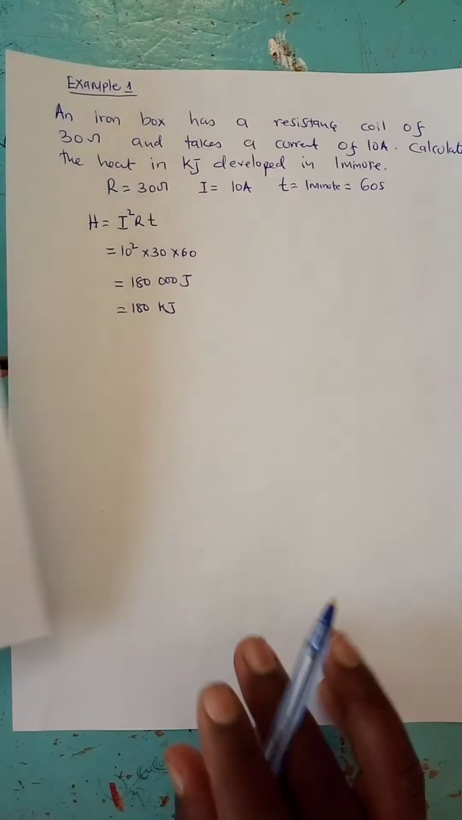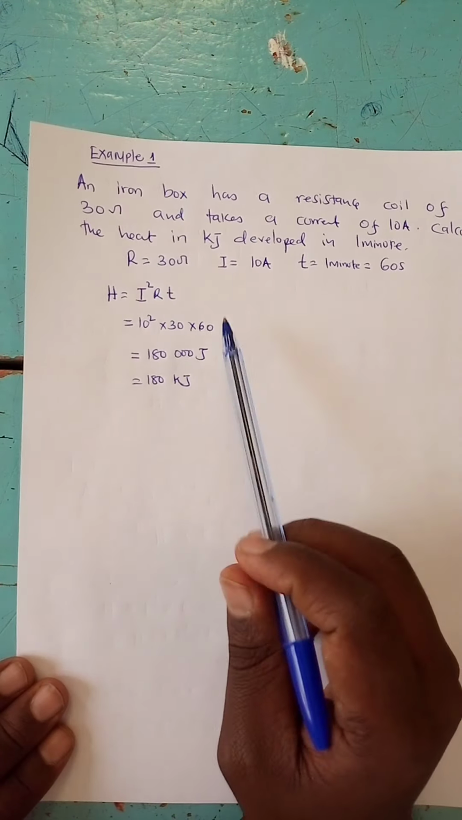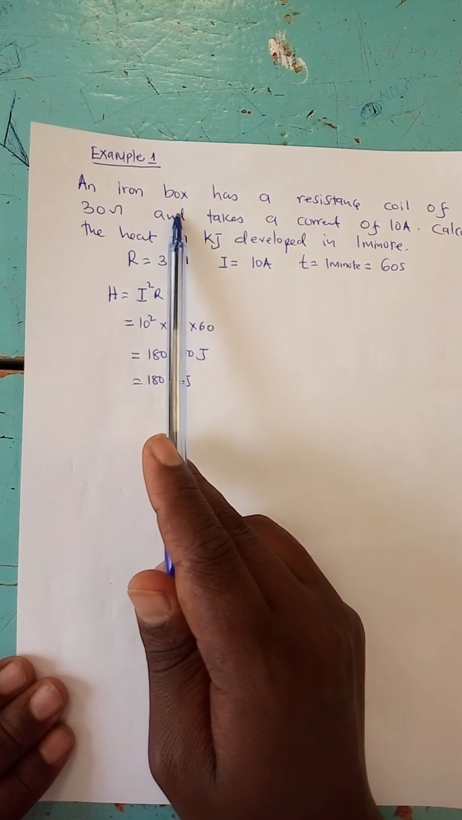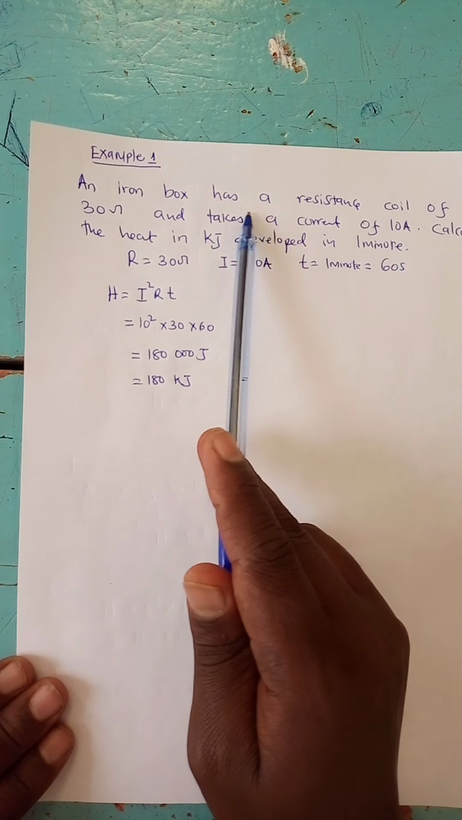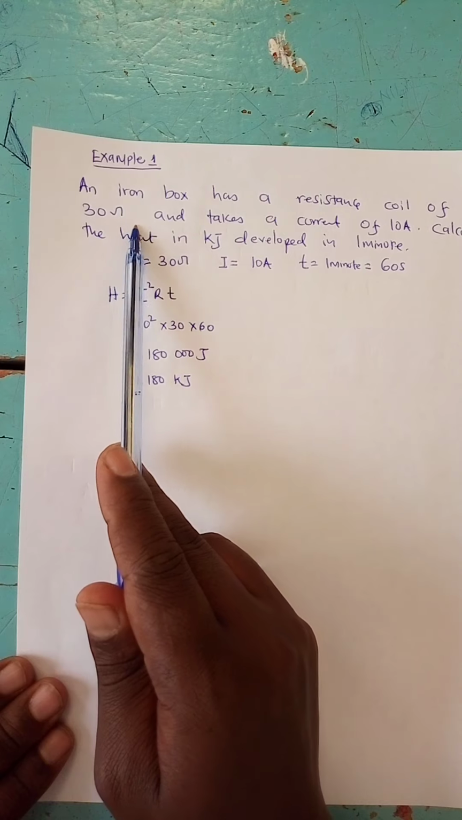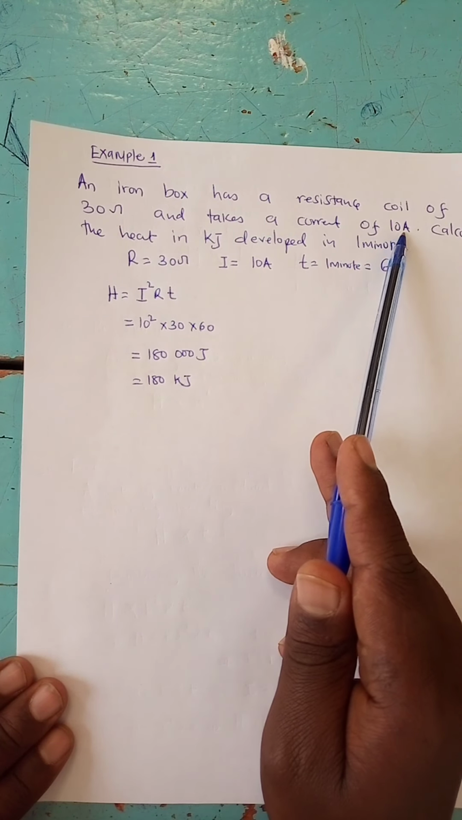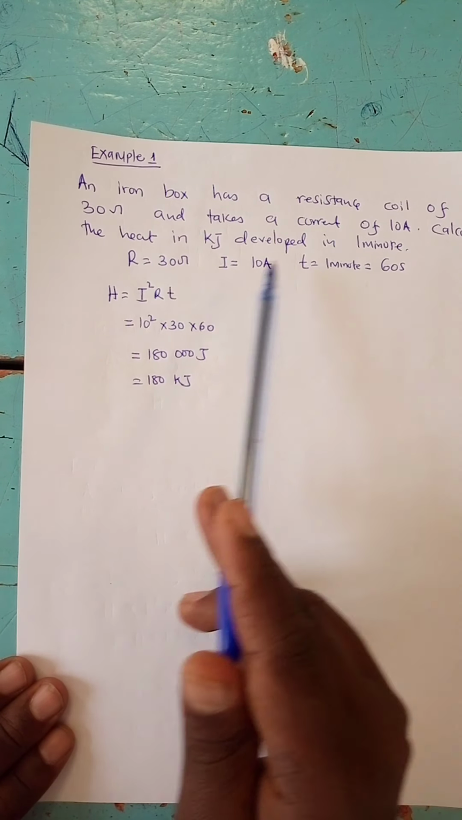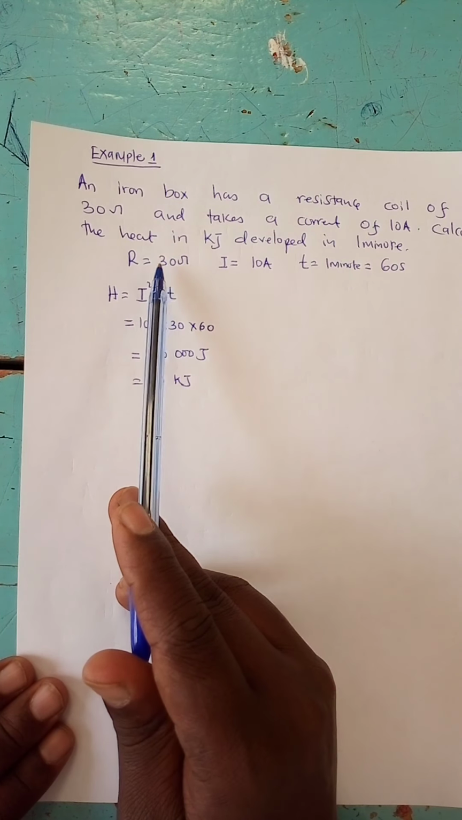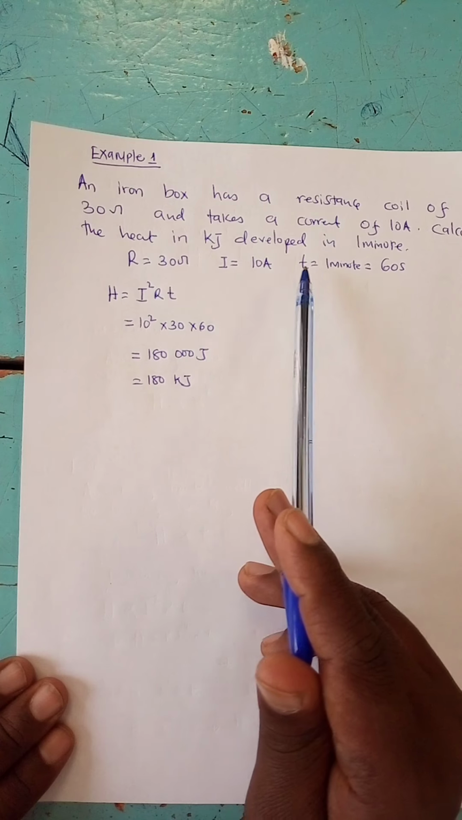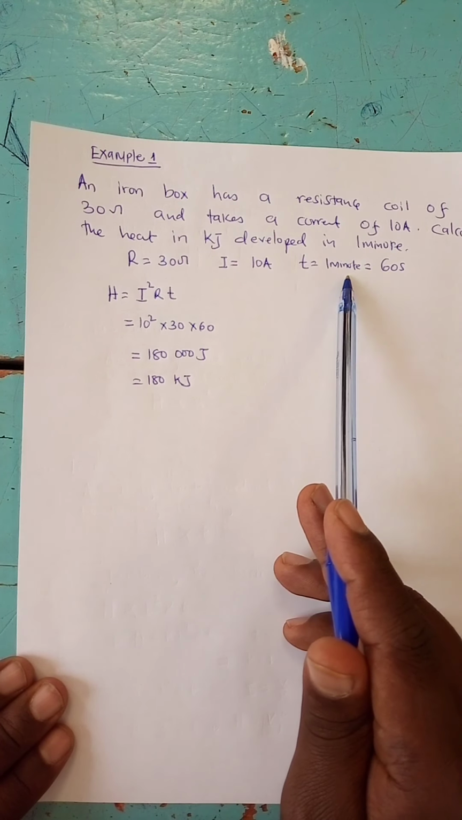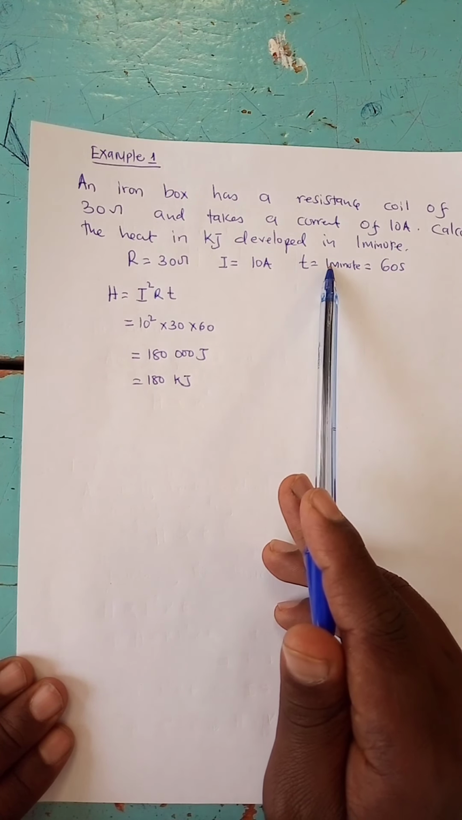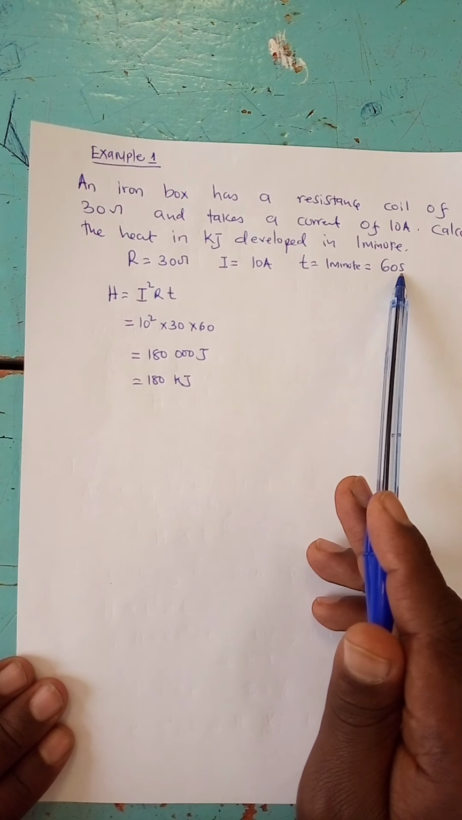So we have an example that we are going to look at. An iron box has a resistance coil of 30 ohms and takes a current of 10 amperes. Calculate the heat in kilojoules developed in 1 minute. So we have the resistance 30 ohms, current 10 amperes, time 1 minute. It is good to know that you have to convert this time to seconds. So that is 60 seconds.